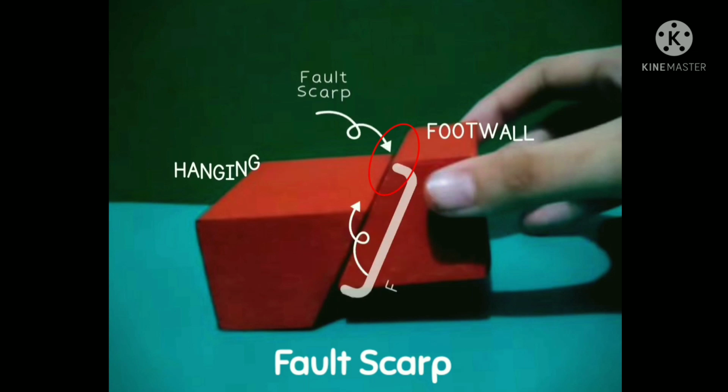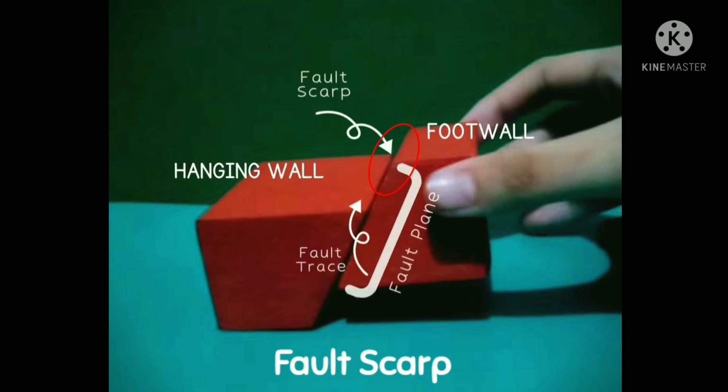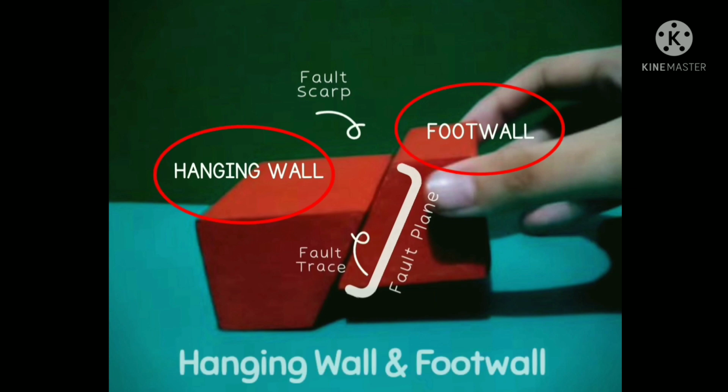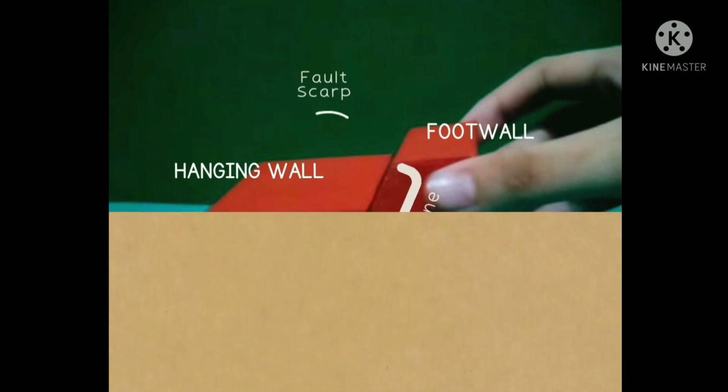We also have the fault scarp, which refers to the small offset or small step on the ground surface where one side of a fault has moved vertically with respect to the other, as we can see on the model. Lastly, we have the hanging wall and the footwall. The hanging wall is the rock material that lies above the fault plane. In opposition, the footwall is the rock material that lies below the fault plane. But wait, in the model, the hanging wall is below the footwall. What type of fault is this? Let's find out in the next section.